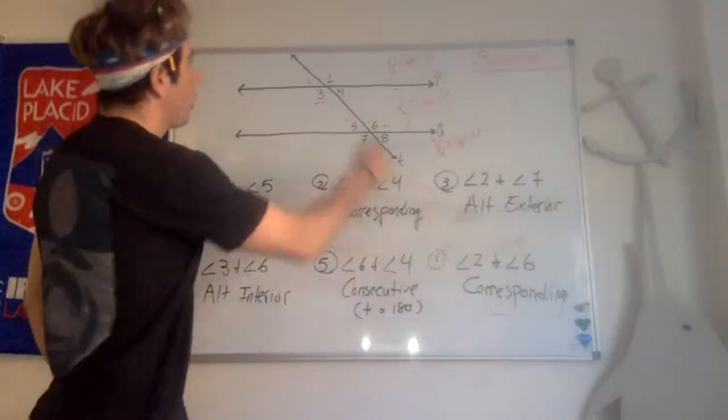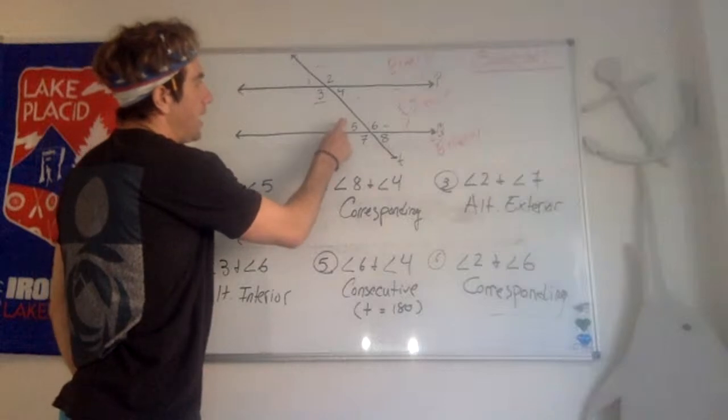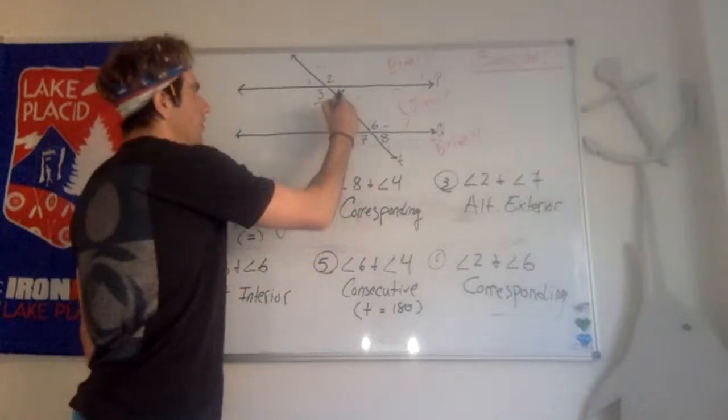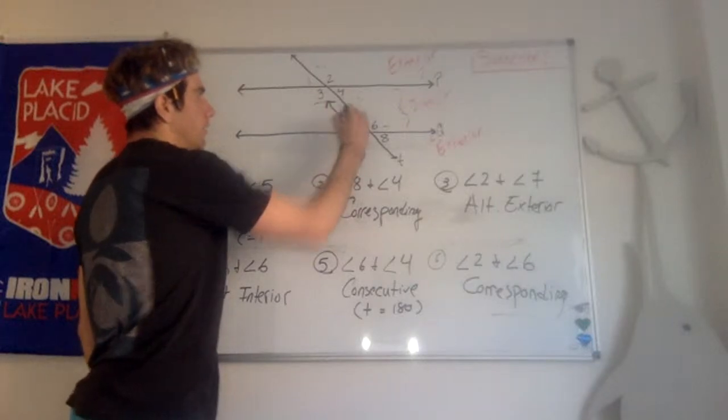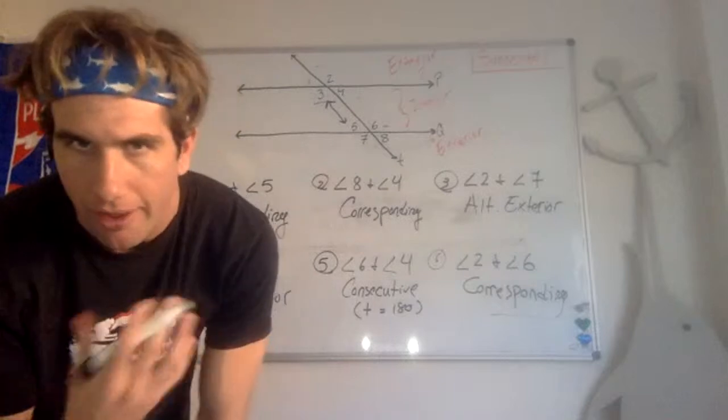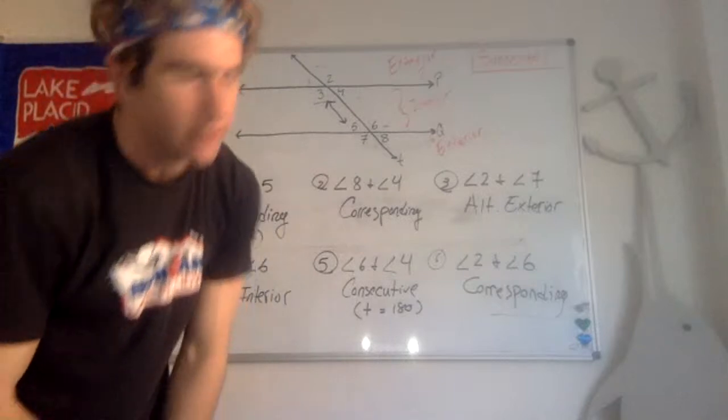Number 9, angle 3, angle 5. Guys, look. Consecutive, I don't know if it's hard for you guys, but boom. Same side, right next to each other. They're consecutive. That's the angle. 3 and 5 is consecutive. Good.